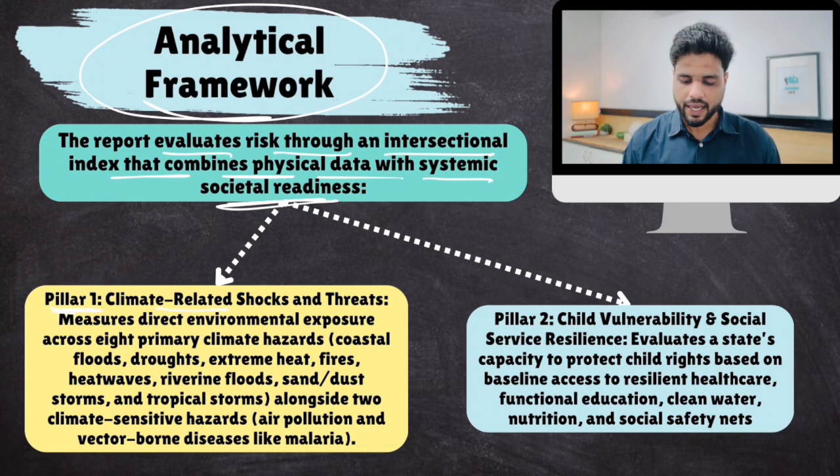Pillar 1 is climate-related shocks and threats. It measures direct environmental exposure across 8 primary climate hazards. What are those climate hazards? Coastal floods, droughts, heat waves, fires, riverine floods, sand and dust storms, and tropical storms. So these are the 8 climate-related hazards, and you check the vulnerability of children with respect to these 8 hazards. Alongside these, 2 other problems are also looked at.